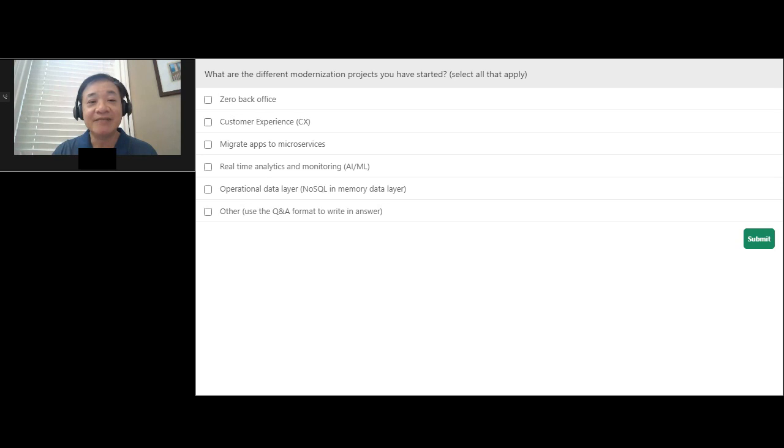And then the fifth option is this operational data layer, right? Using some modern data stacks like a NoSQL database. And then, of course, the last option is other. And again, if you want to use your Q&A panel to enter some other choices that you've done, we're really interested in seeing specifically what are some of the things that you're doing to modernize both your application and your infrastructure. So let me give you another 10, 15 seconds to answer that. And then we will see the results.